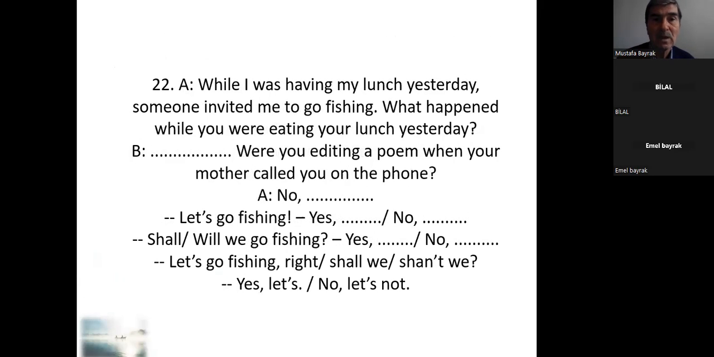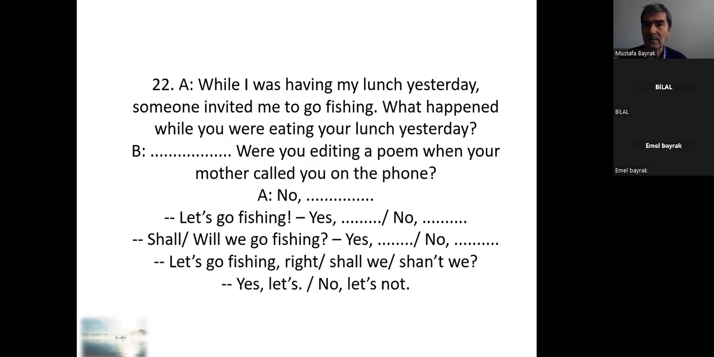Okay, 22. While I was having my lunch yesterday, someone invited me to go fishing. What happened while you were eating your lunch yesterday? Yeah, just like the example sentence. While I was eating my lunch yesterday, my father told me to wash the car. Okay. What happened? My father told me. Okay.